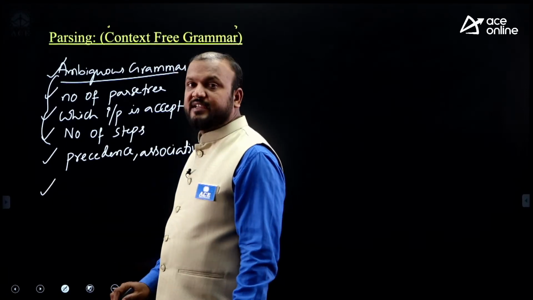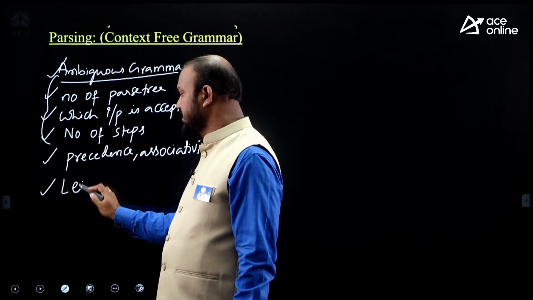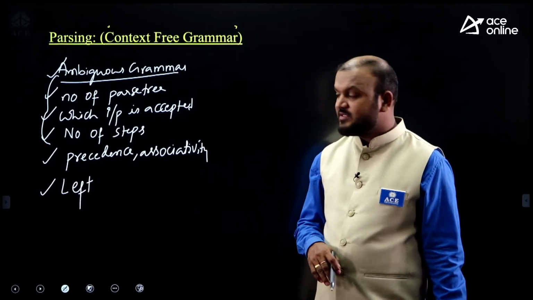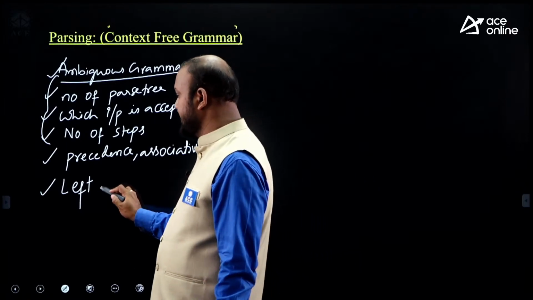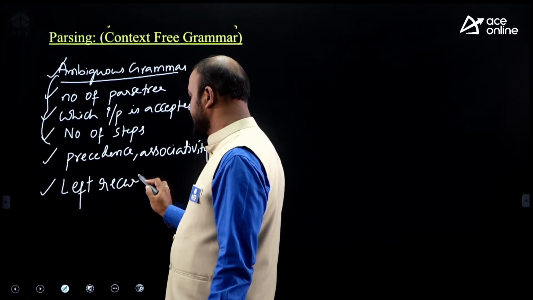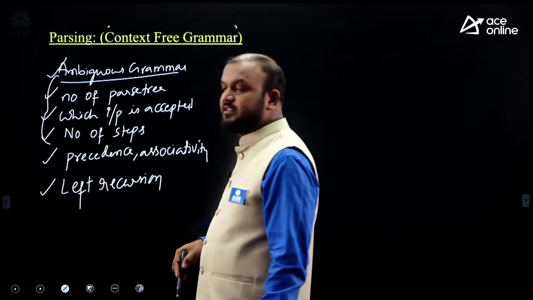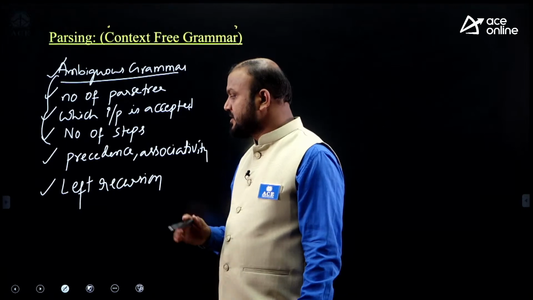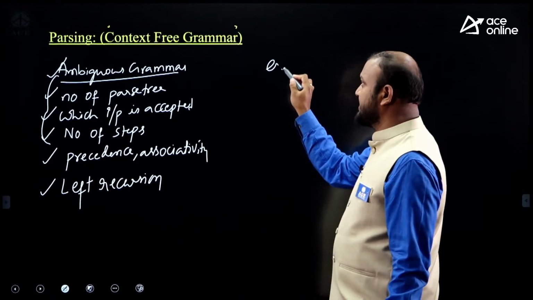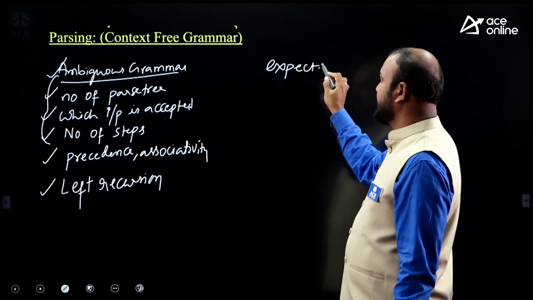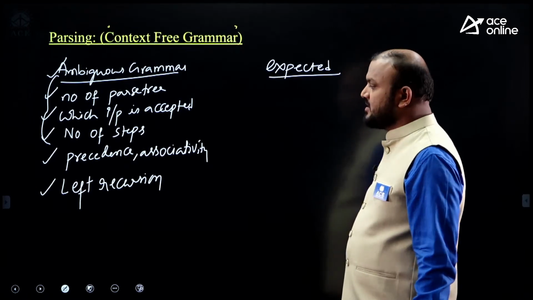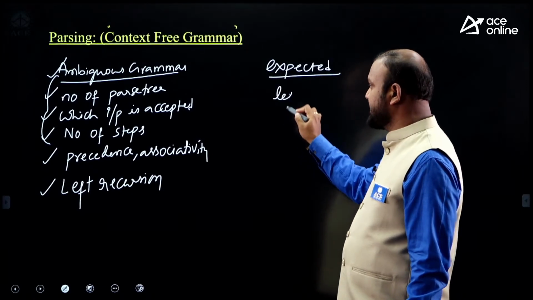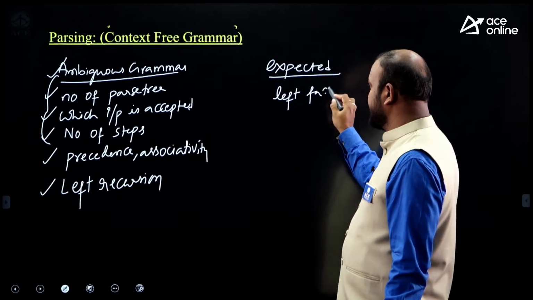There are also questions on modifying the grammars. Left recursion is not allowed in top-down parsers, so how left recursion is going to be eliminated is covered under left recursion elimination. On left recursion, questions were asked so far. But what is the expected topic? So far, no question has been given on left factoring. You can expect a question on left factoring.